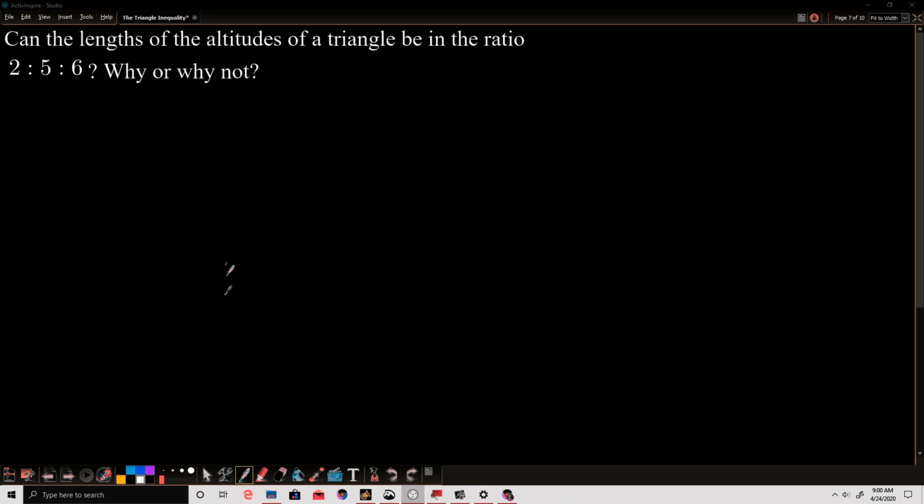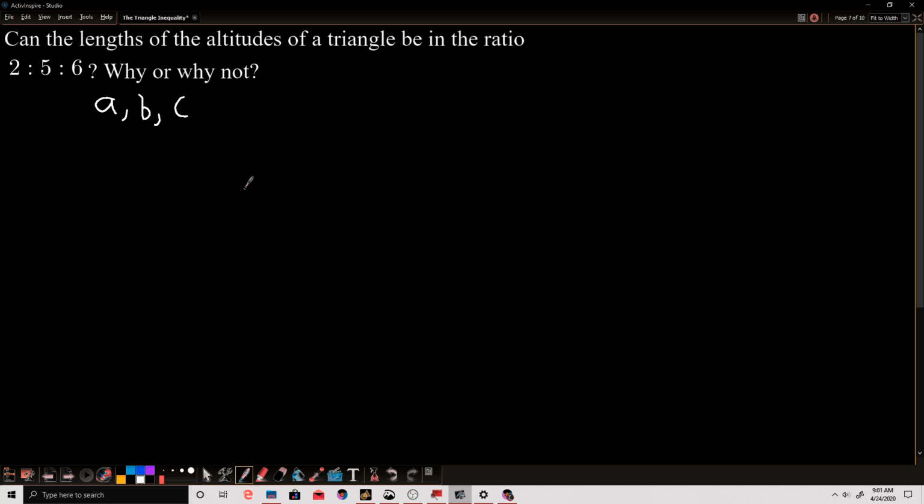Hello again. So, our next problem states, can the lengths of the altitudes of a triangle be in the ratio 2 to 5 to 6, why or why not? Well, let's say we have a triangle, and let's say it has three sides. Lowercase a, lowercase b, lowercase c.